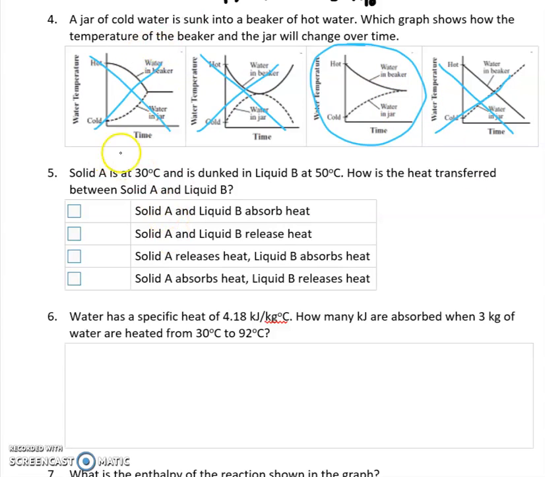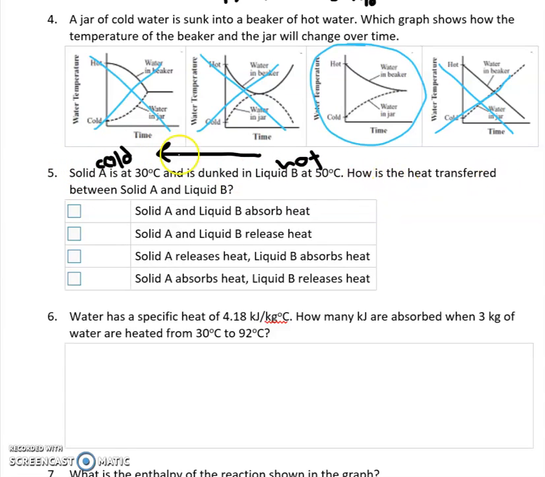All right, number 5. Solid A is 30 degrees Celsius and dunked in liquid B at 50 degrees Celsius. So I'm going to say that liquid B is hot and solid A is cold. Not necessarily cold, but colder. So solid A is cold, liquid B is hot. How we know that heat transfers is from hot to cold. So heat is moving from liquid B to solid A.